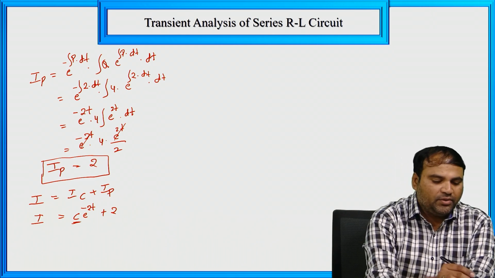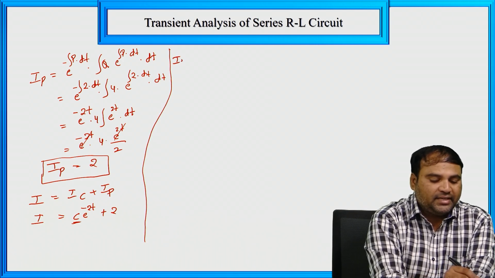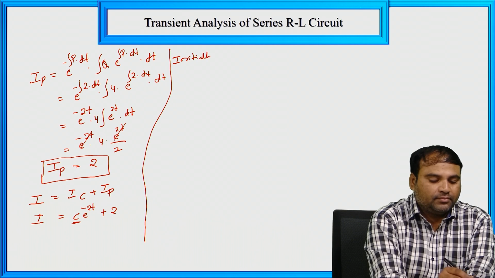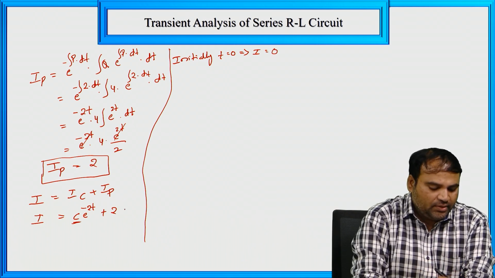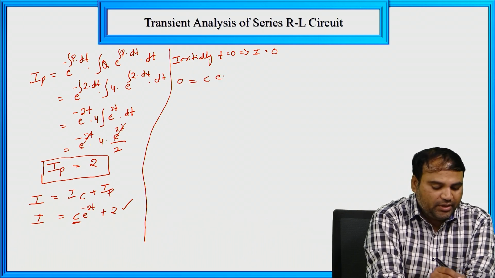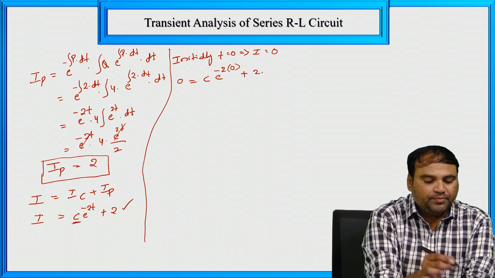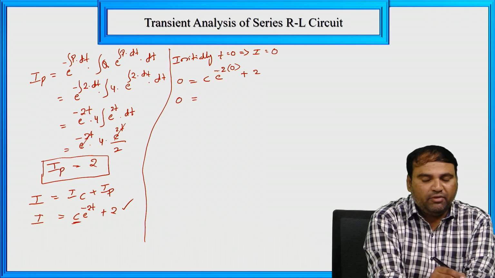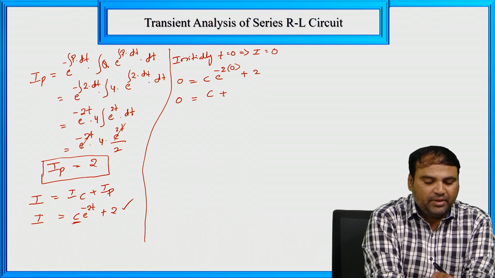So here already we know, initially for this transient analysis, if t equal to 0, then I is also 0. Now substitute this t value and I value in this equation. So I is 0, that is equal to c into e to the power of minus 2 into t, 0 plus 2. So 0 equal to, so e power minus 2 into 0 means e power 0. So e power 0 is 1. So c plus 2, where c equal to minus 2.